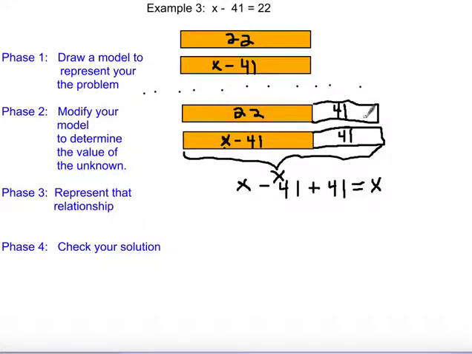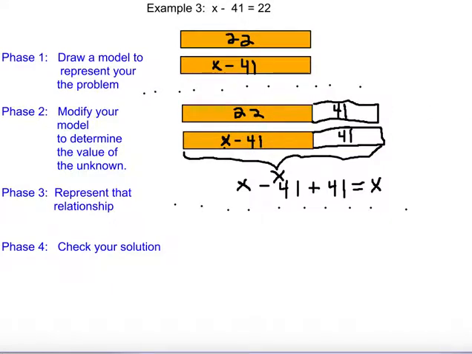So we know what we have right here is 22 and 41 being combined, and we have x minus 41 plus 41. So this is how we modified our tape diagram to find the value of x. And now we are going to actually solve this.